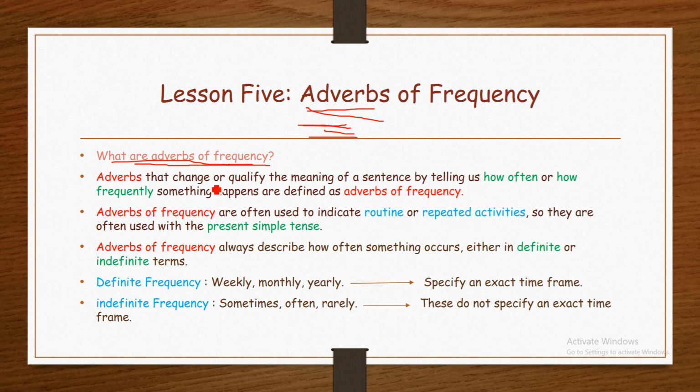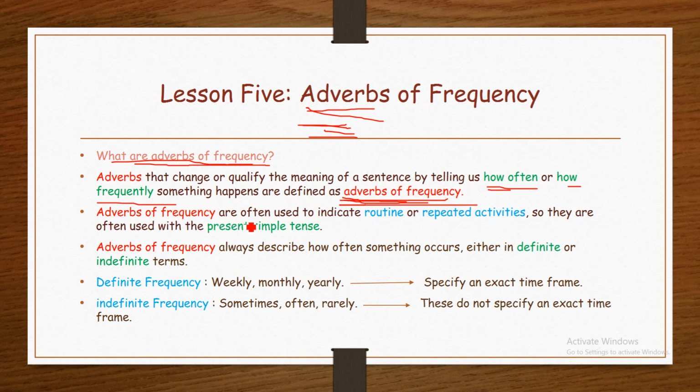They are adverbs that change or qualify the meaning of a sentence. They change or qualify the meaning of a sentence by telling us how often or how frequently something happens. These are defined as adverbs of frequency. What does it mean? It means adverbs of frequency are telling how often or how frequently something happens or something takes place.